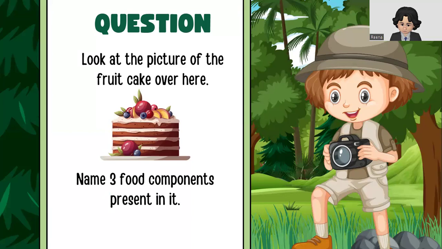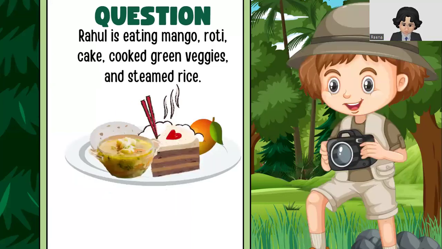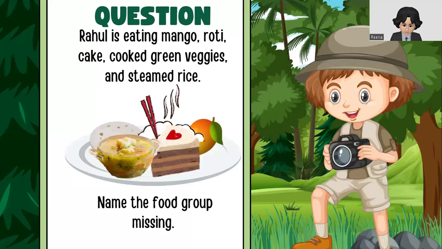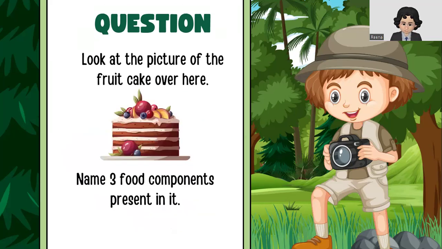Nice. Good try. Okay, let's check your answers. But first, I want you to answer the second question also. Rahul is eating mango, roti, cake, cooked green veggies, and some rice. Oh wow, good plate, right? But what food group is missing? Now I'll give you 1 minute of timer. 30 seconds will be for this question, 30 seconds for that question, and you have to answer it correctly. All right? Give me a thumbs up.